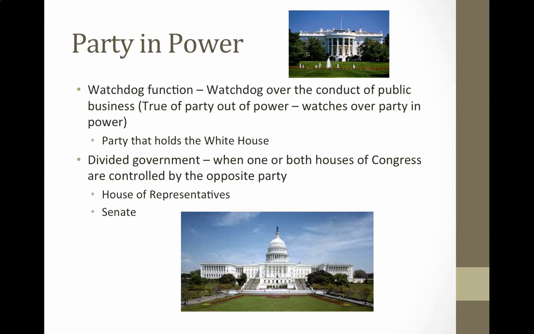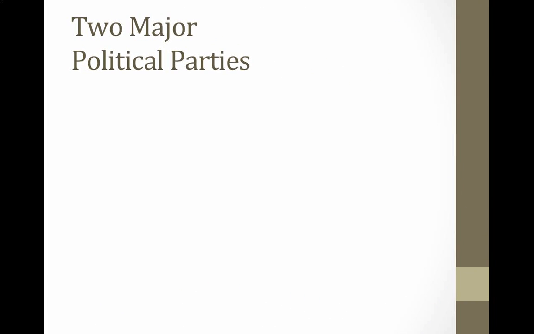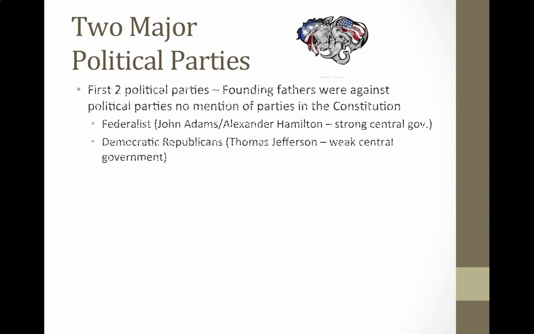It doesn't have to be both houses of Congress that are opposite. It just has to be one. So the president is a Democrat, the Senate is Democrat, but the House of Representatives is Republican. So we currently have divided government. Two major political parties, and I put the symbols there again, the donkey and the elephant. The first two political parties were the Federalists and the Democratic Republicans.